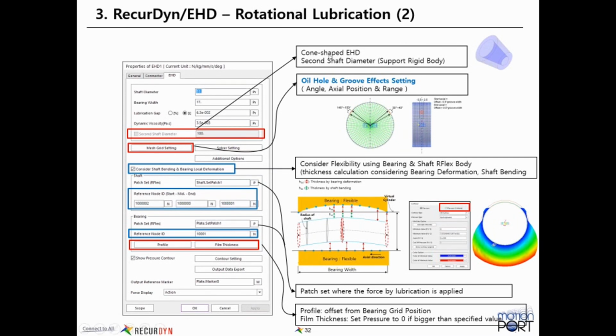One of the options is that a cone-shaped geometry can be supported. So here you can enter a second diameter to model that cone shape. Oil hole and groove effect settings can be input. Also, the flexibility of the bearing and shaft can now be incorporated into the simulation.